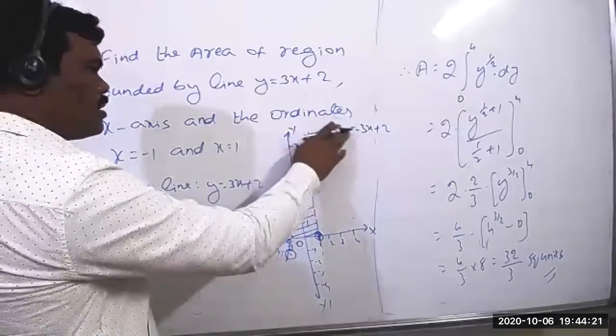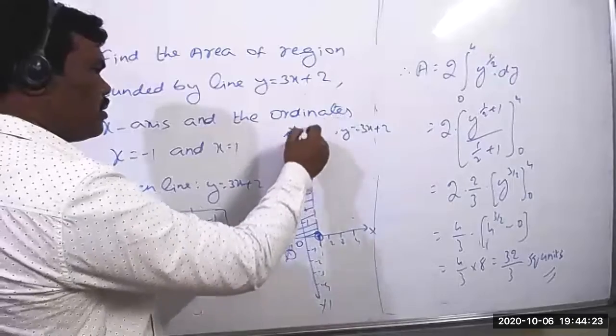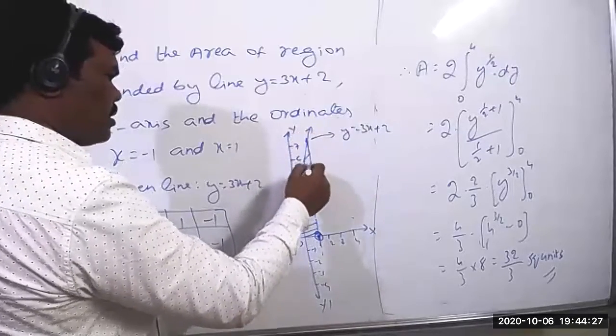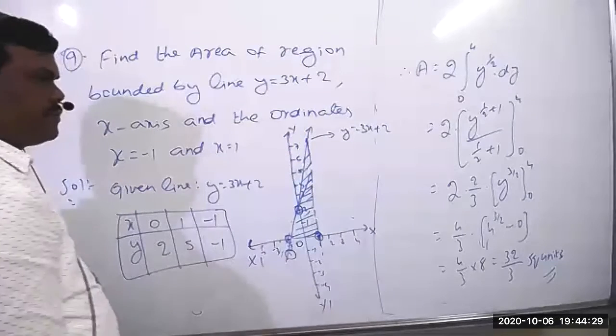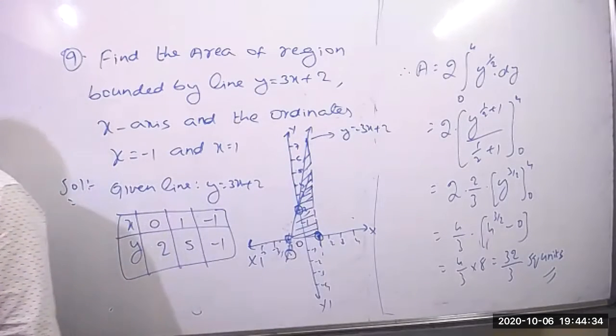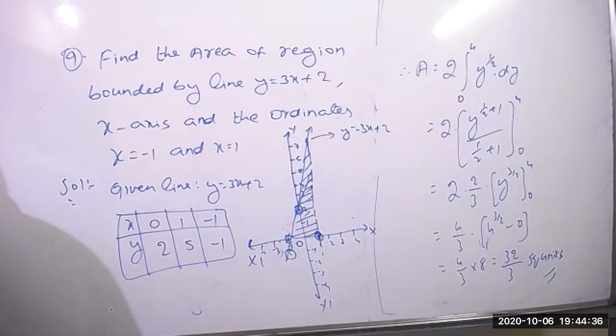Okay, you can see that clearly. So this is the line y equal to minus 1. The complete area we have to find. So what limits will we take? Minus 1 to 1, you can take here now.